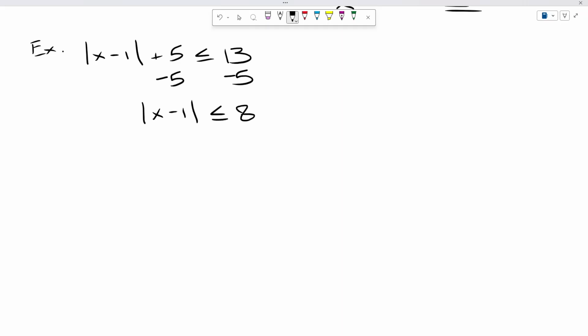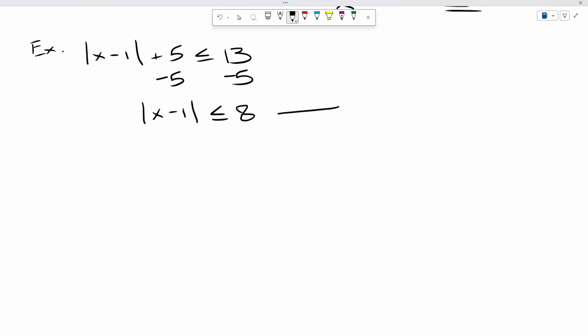So, absolute value of x minus 1, plus 5, less than or equal to 13. All right, so let's get the 5 out of there and work on getting things isolated. Now we have absolute value of x minus 1 less than or equal to 8.